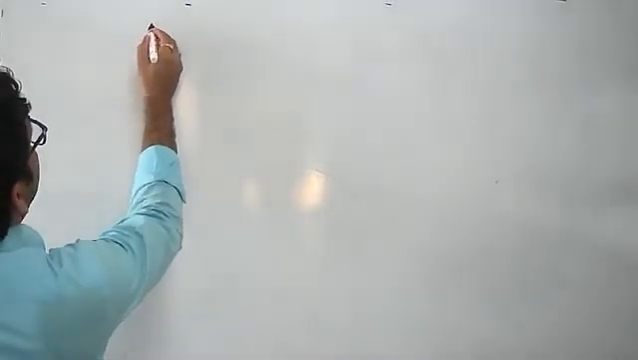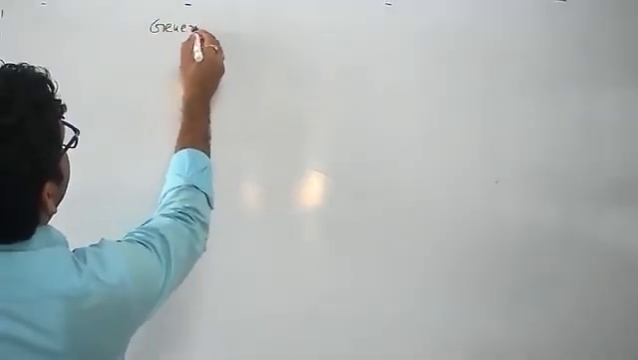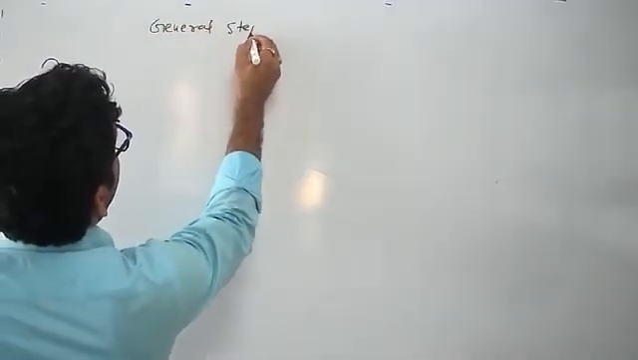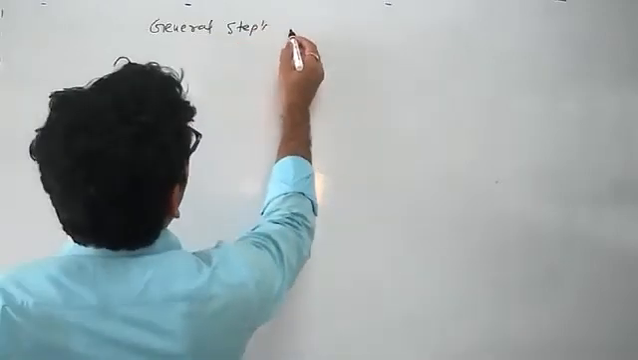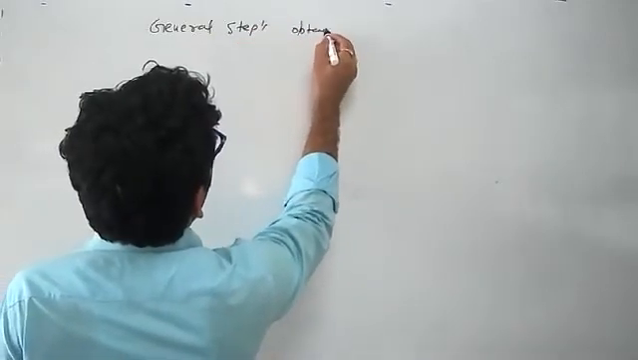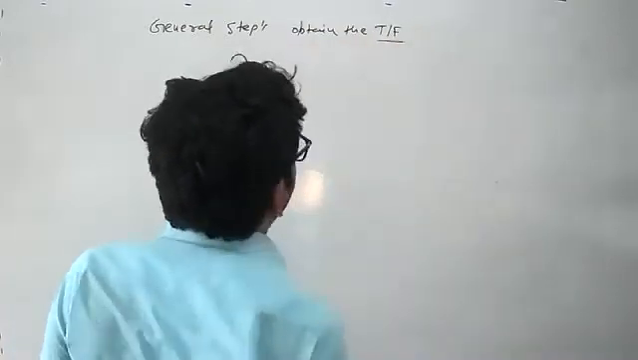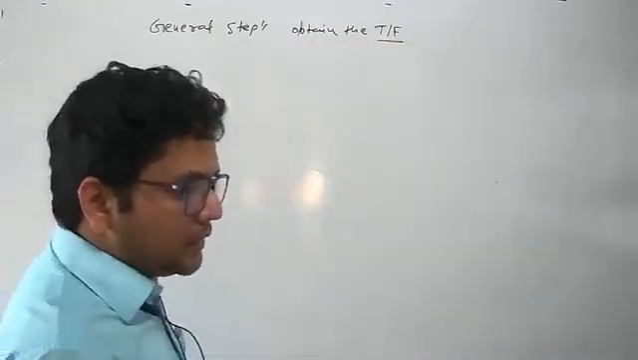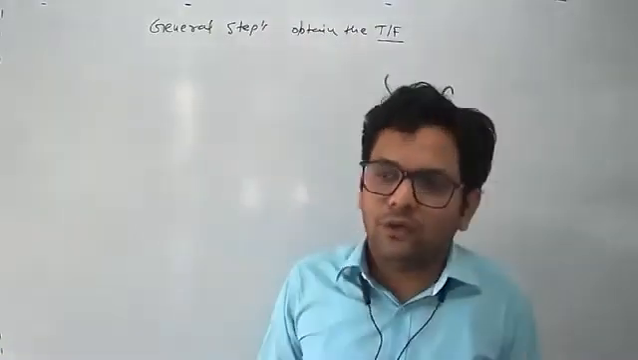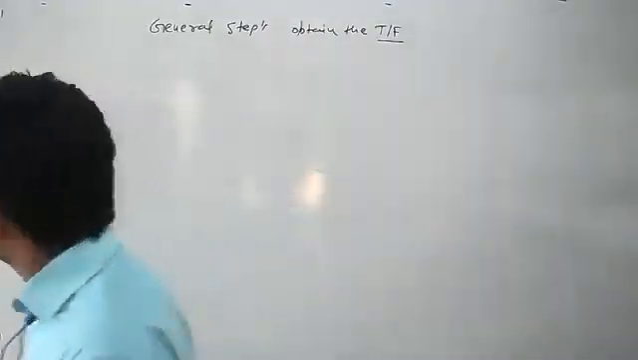So, the general steps which we need to implement in order to obtain the transfer function of a physical system if it is presented in the form of an electrical circuit diagram. So what are those steps?